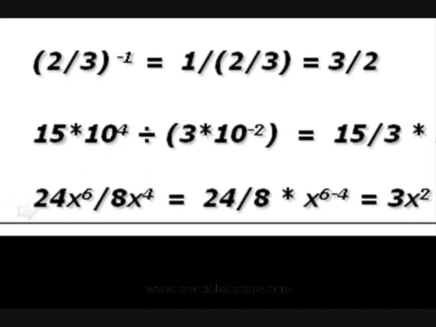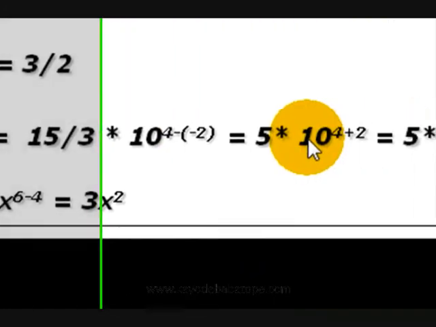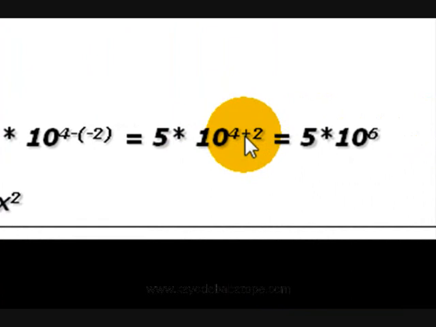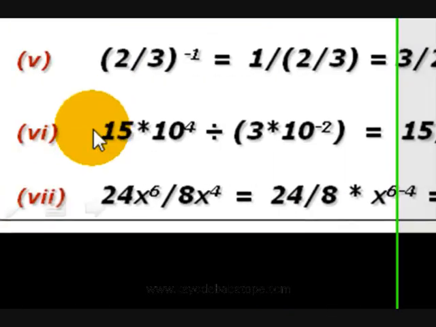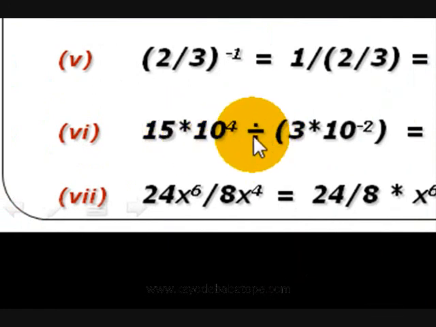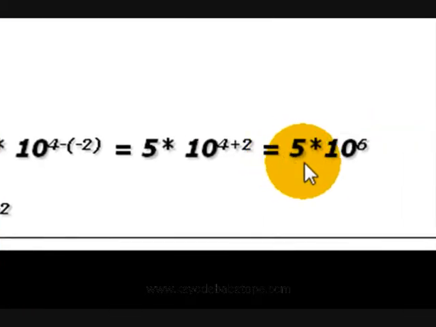That is, if you are doing x raised to power a divided by x raised to power b, it should be equal to x raised to power a minus b. So in this case, 10 raised to power 4 divided by 10 raised to power minus 2 will be equal to 10 raised to power 4 minus minus 2. That gives you 10 raised to power 4 plus 2, and that gives 10 raised to power 6. So this entire expression is equal to 15 divided by 3 times 10 raised to power 6, which is equal to 5 times 10 raised to power 6.